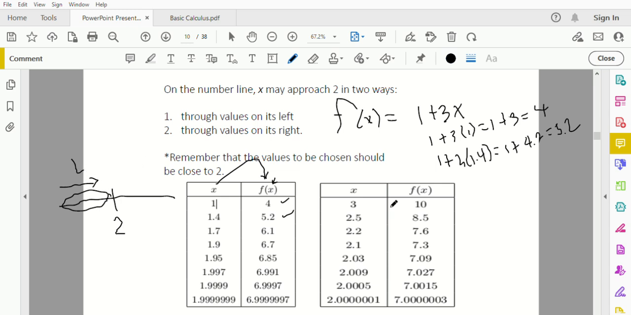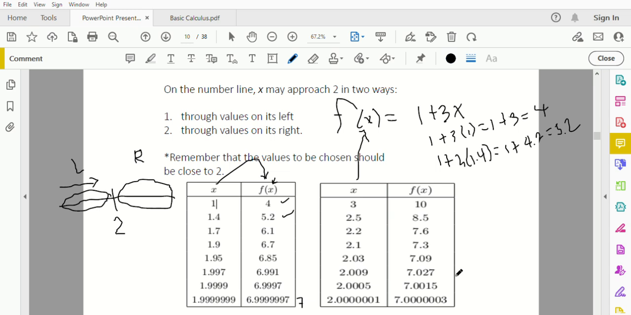Now this one is from the right: 3, 2.5, 2.2, 2.1, 2.3, and 2.001. So these are the values here, and this is from the right. So we have these values. Just substitute them into the given function, 1 plus 3x, and you will arrive at these values. Now, what have you noticed? As x approaches 2, as x gets nearer to 2, our f of x gets nearer to 7.